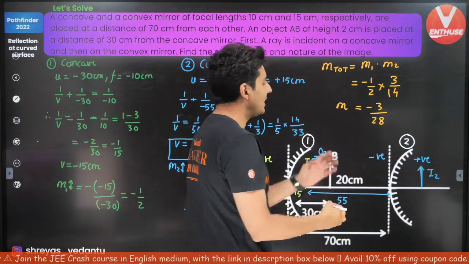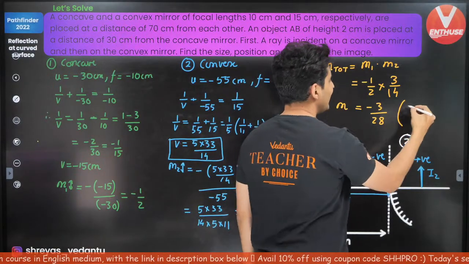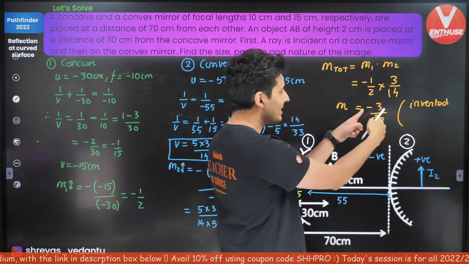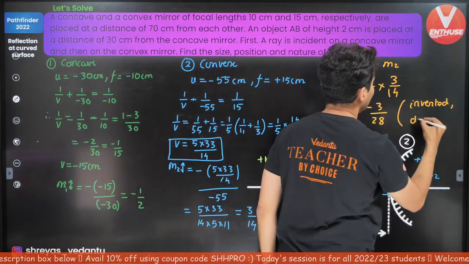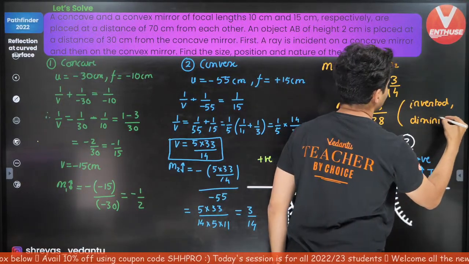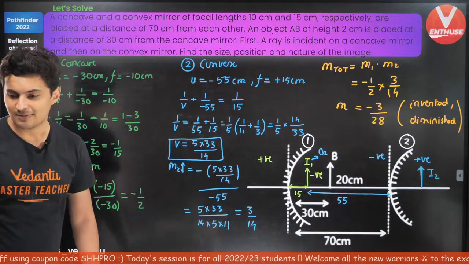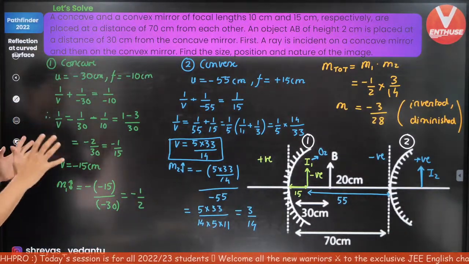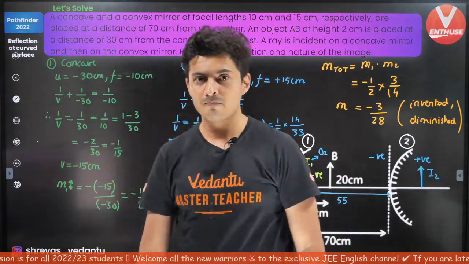Now the moment you look at this, you understand what kind of an image it is. Yep, did you guys get it? Is it not inverted? Because it is negative and this number is less than 1. So definitely it is diminished. I hope this is clear. Got it? So this is how this question has to be solved when you have multiple reflections.